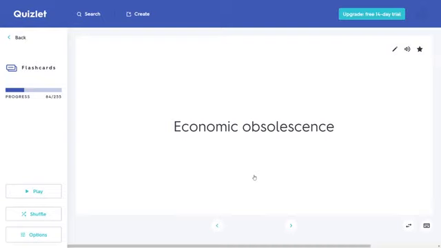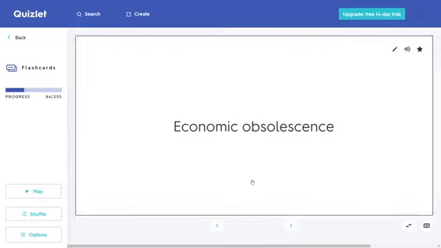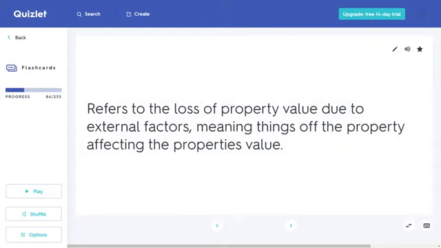Basically, economic obsolescence just refers to the loss of property value due to external factors. And that's the biggest, most important part about this: it's external, meaning things that are off the property affecting the property's value. Because as you'll see a little bit later, there is a different form of obsolescence, but we'll jump into that later. All right, so that's it for that one.